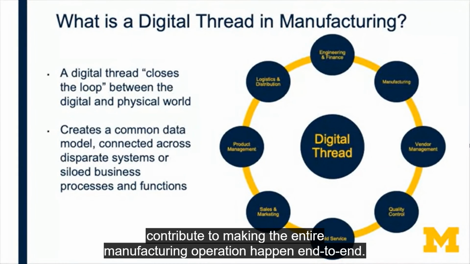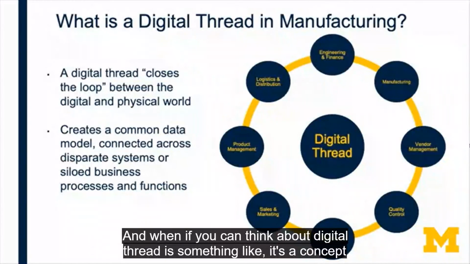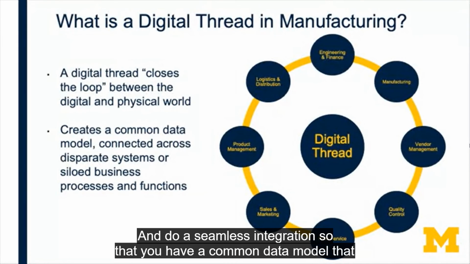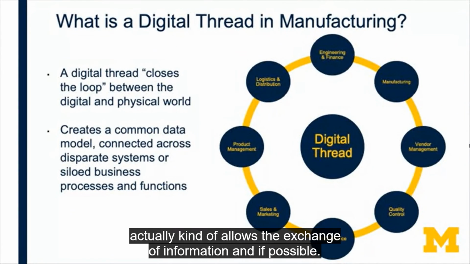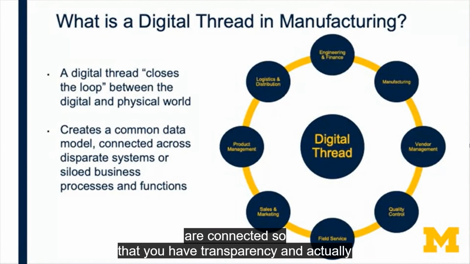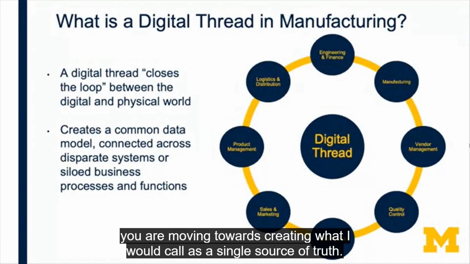If you can think about a digital thread, it's a concept that tries to close the loop, close the gap across these different functions and do a seamless integration so that you have a common data model that allows the exchange of information. And if possible, you can think in terms of providing a digital view of how these are connected so that you have transparency and you are moving towards creating what I would call a single source of truth.